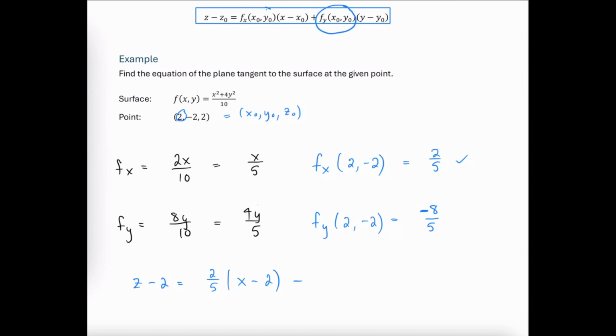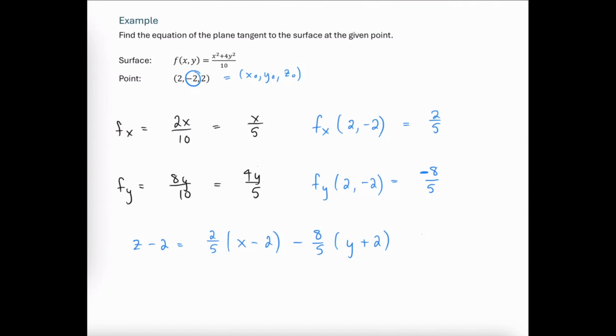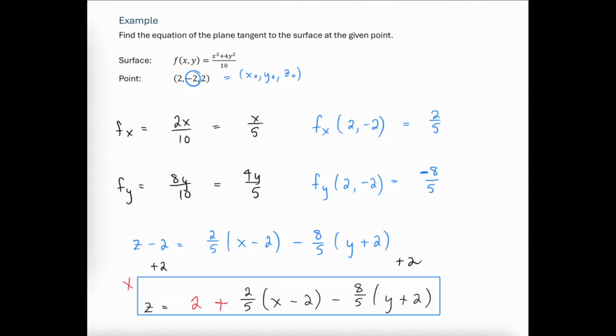The first partial with respect to y evaluated at our domain element is -8 over 5, and then we have y minus y naught. The y coordinate of the ordered triple was -2, so that's y minus -2, or y plus 2. And basically this is it. We can use algebra to change the form in a lot of different ways, but one of the more common things that you might see is to solve this for z. So we would add 2 to both sides, and z is equal to 2 plus these partials multiplied by these binomials. So this is the equation of the tangent plane.